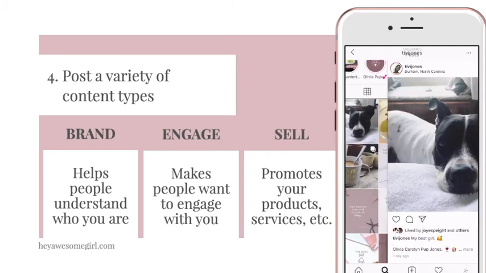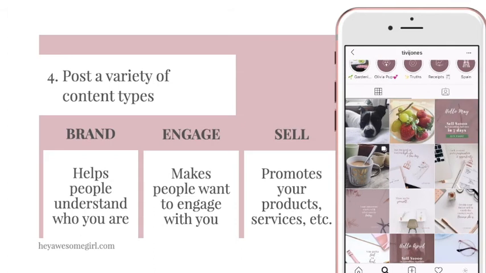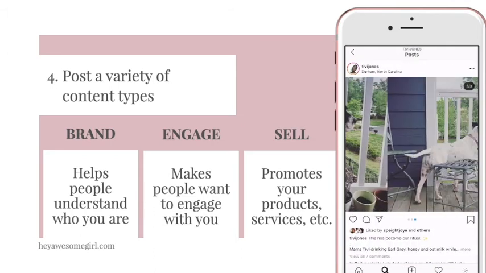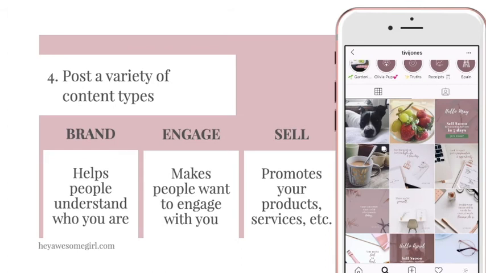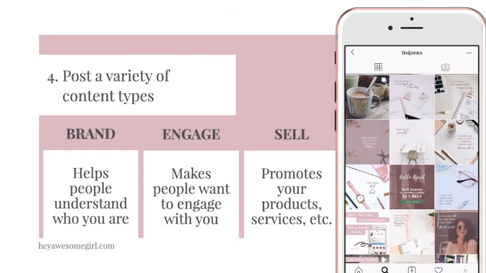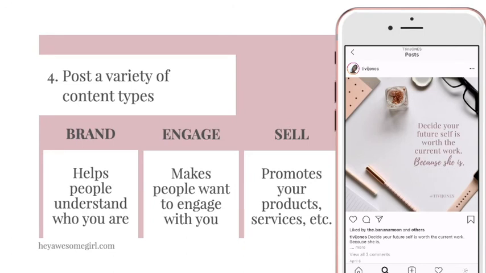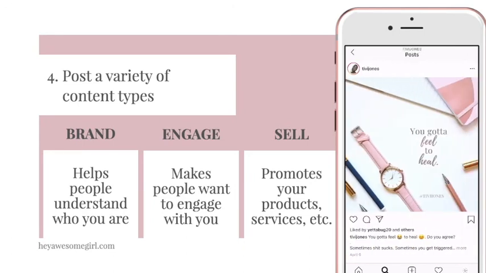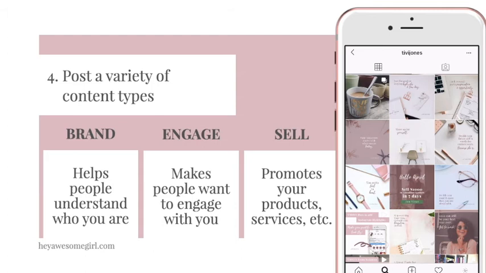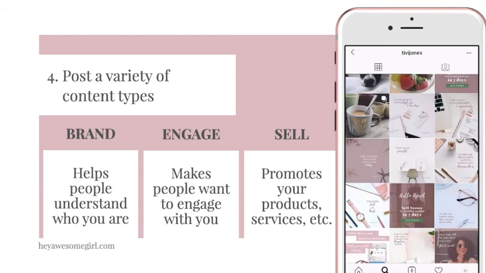Your brand content gives people insight into who you are as a company or a brand or even as a person, what matters to you. Your engage content appeals to your target audience. This is stuff that they like, that they want to share, that they want to save. The engagement with your content helps your results in the Instagram algorithm and helps more people become aware of your content. Your sell content drives people to take action towards working with you. You want to make sure you have a good mix of all 3 types of content. Too much of one or another type and your Instagram strategy won't be effective.